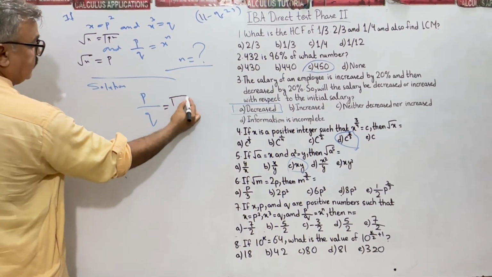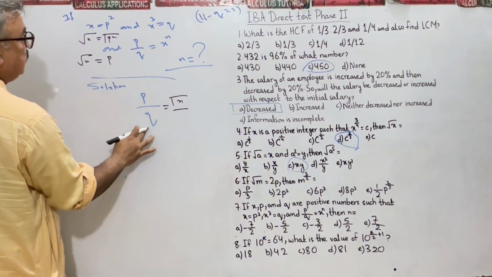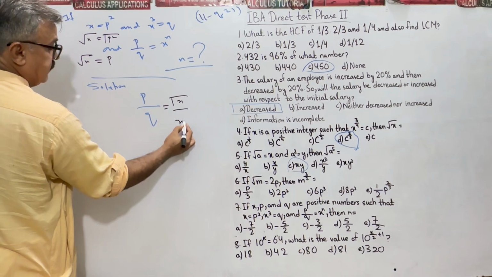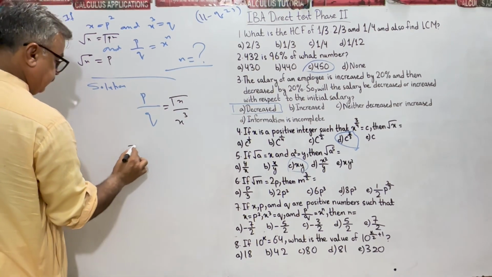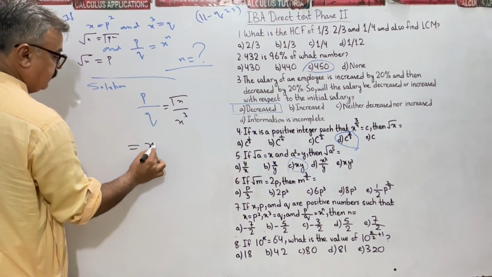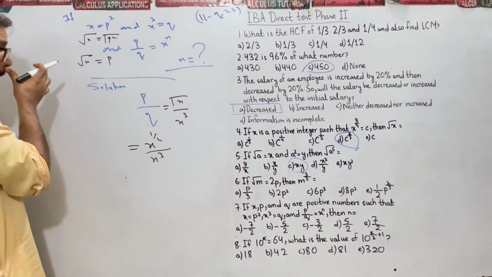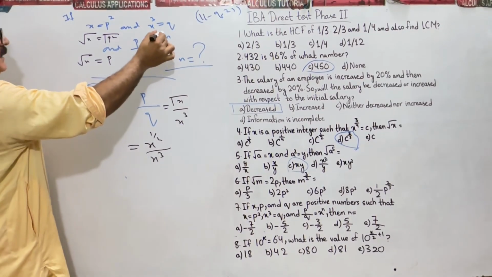I can insert root x, and q is directly given to me. q is equal to x cube. There is x cube. Here root x means x to the power 1 over 2, over x cube. Look at this. We have x raised to n in the numerator.